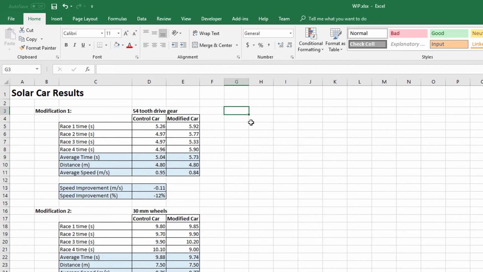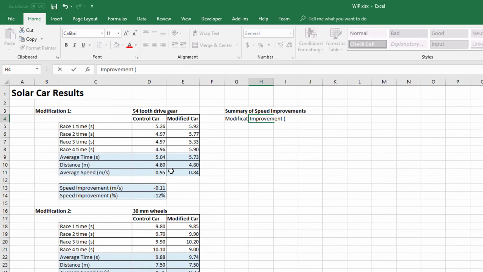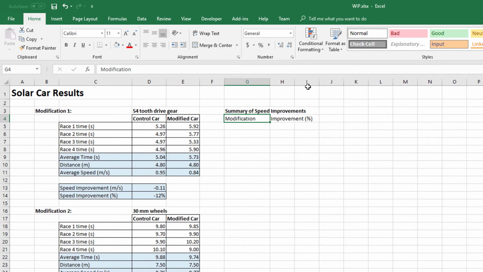So I'm going to click over here and I'm going to type another little heading, summary of speed improvements. Okay, and there we go. And I'm going to bold that because it's a little heading. Now I'm going to create another little table. Okay, modification. And over here I want the improvement as a percentage. Okay. Now I need to make my columns a bit wider. There we go. Modification and improvement.